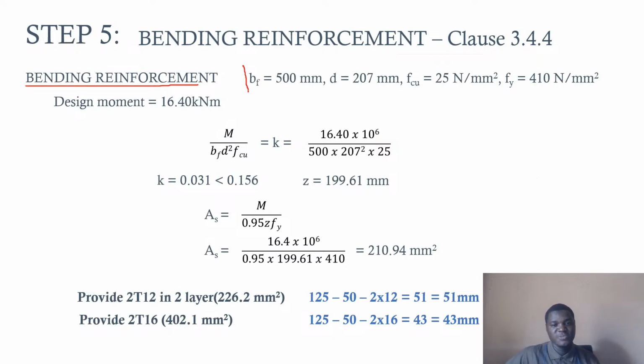The first parameter is BF, that is the width of the flange beam, which is what we've calculated to be 500 in the previous slide. Then we have the effective depth. We've also calculated this one to be 207.